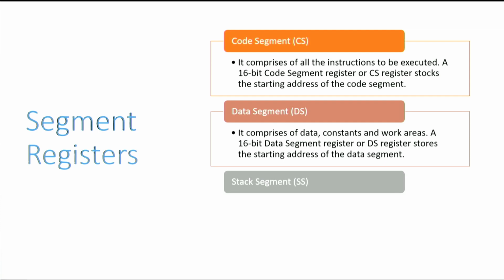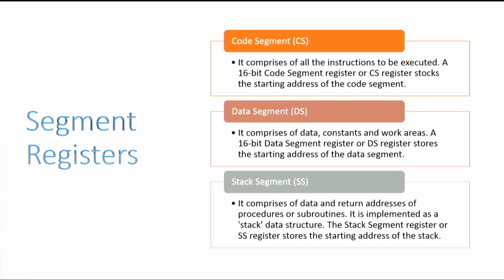Stack segment, which is abbreviated as SS. It comprises of data and return addresses of procedures or subroutines. It is implemented as a stack data structure. The stack segment register or SS register stores the starting address of the stack.